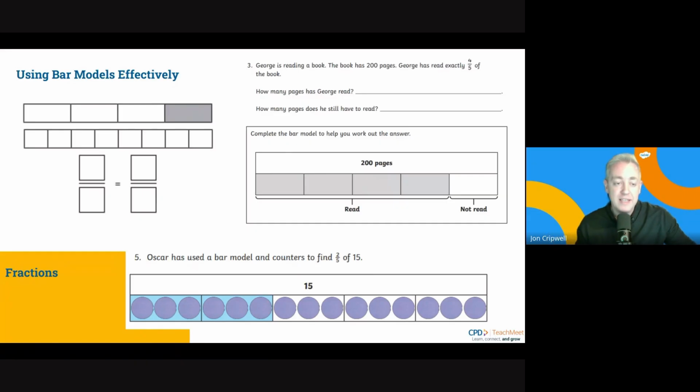And again, it's a little bit like a fraction wall, isn't it? We can see just at a glance. I don't need to do any calculations. I don't need to do anything else. I can just see by looking that 1/4 is the same as 2/8.